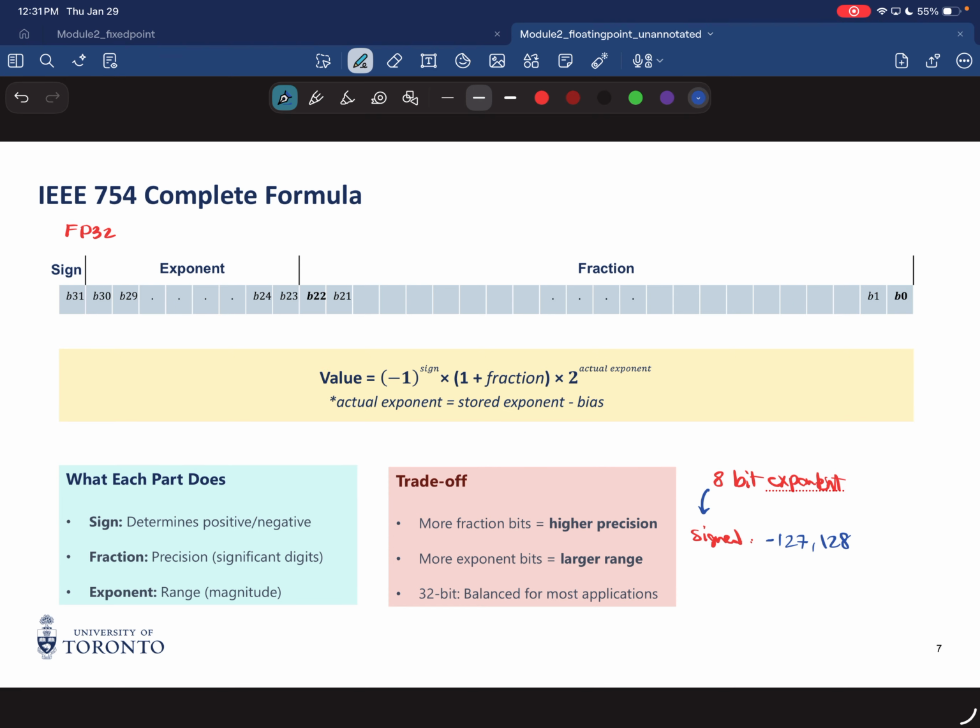But in order to not deal with the signed version and 2's complement, and to make comparison and arithmetic of floating point much easier, what we are going to do is add 2 to the power of 7 minus 1, which is 127, to this exponent, and then make this 8-bit stored exponent an unsigned value that goes from 0 to 255.